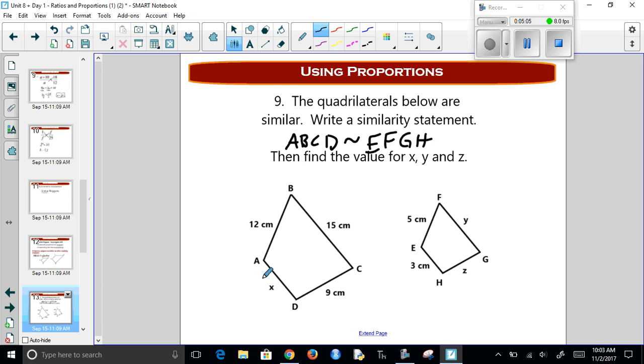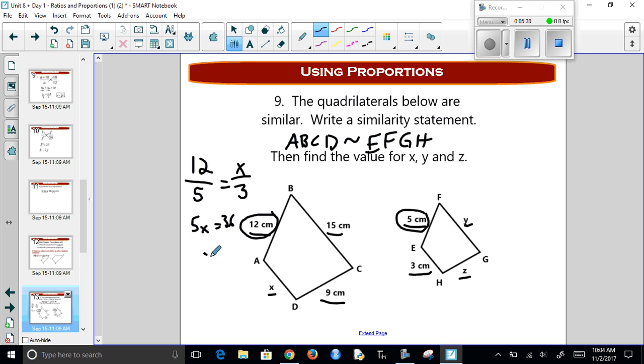And now if I want to solve for x, we can set up a ratio. 12 matches up with 5, 15 matches up with y, 9 matches up with z, and x matches up with 3. So we look for the things that match up where both of them are numbers. Here we have 12 and 5. And now we set up a proportion. 12 over 5 is going to equal x over 3. Then we cross multiply and divide. We have 5x is equal to 36, and divide it out, and what's that, 7.2?